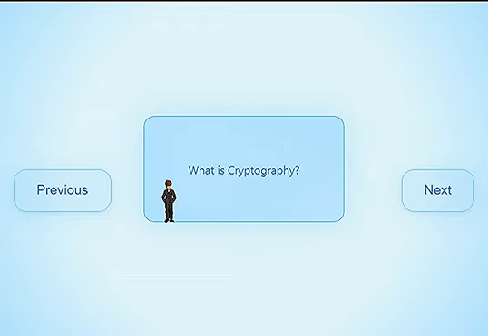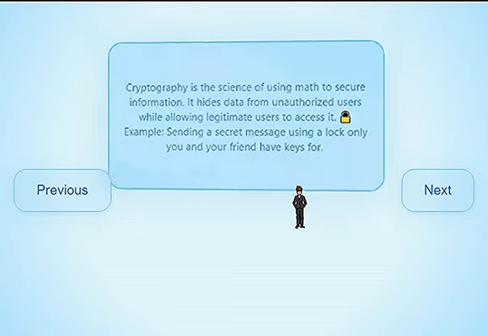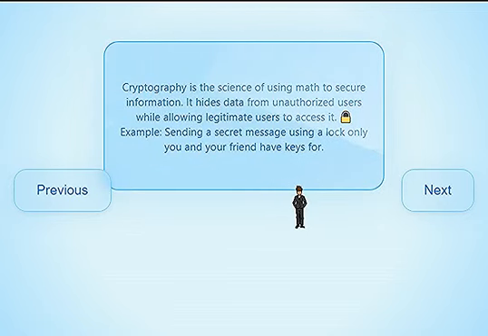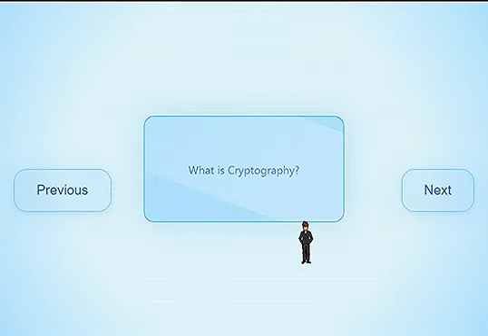Okay, let's begin. Do you know what cryptography is? Let's see if you got it right. Cryptography is the science of using math to secure information. It hides data from unauthorized users while allowing legitimate users to access it. It's like sending a secret message using a lock only you and your friend have keys for. But what if someone else gets their hands on the key? Then they can unlock the message and read it. That's why cryptography uses complex mathematical algorithms to create keys that are extremely difficult to crack.